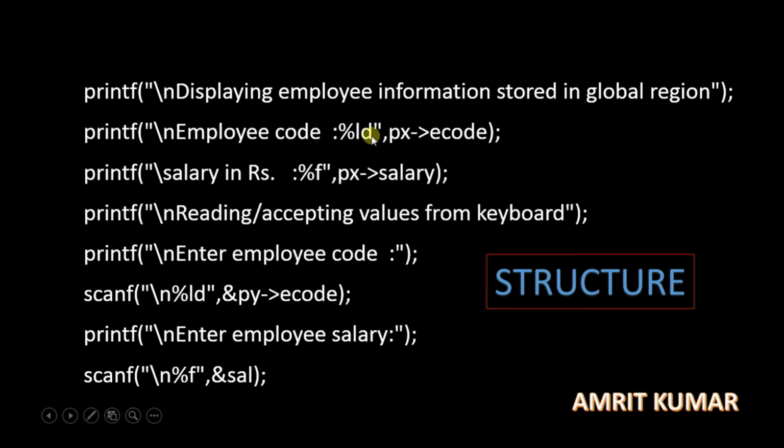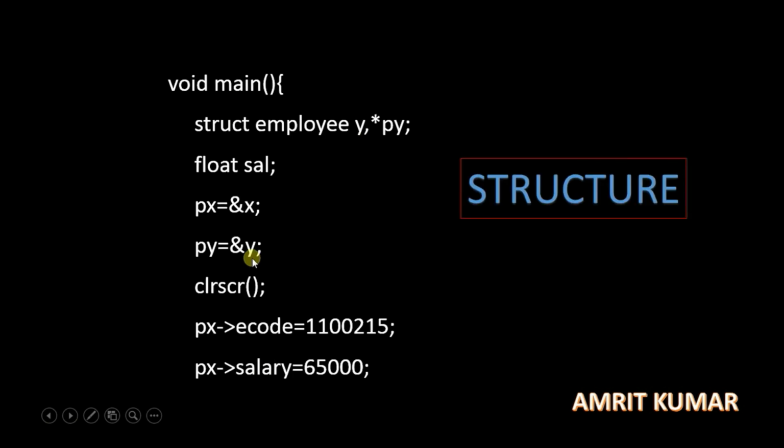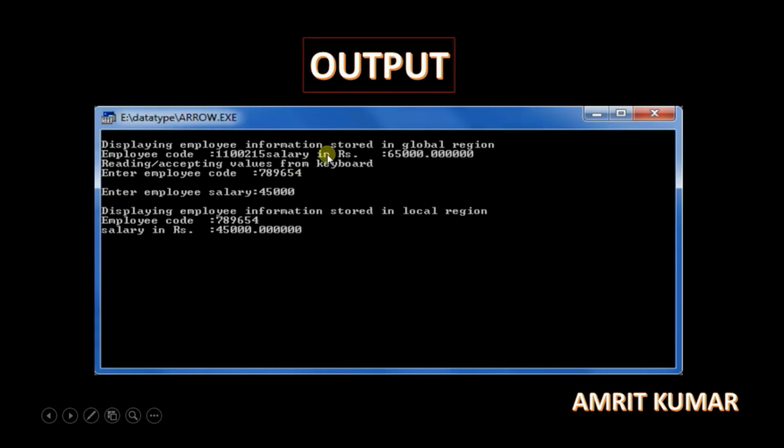Then I am assigning the value of employee code. So whatever the px of e code contains is going to be converted into the format specifier, and the value is going to be replaced here. So px of e code contains this value, therefore this value is going to be printed, and px of salary contains this value, therefore this value is going to be printed. So you can see here that both the numbers have been printed. Then after that you can see reading, accepting some value from the keyboard, enter employee code. So the user has entered some value here, and I am displaying it in the long integer and float data type.